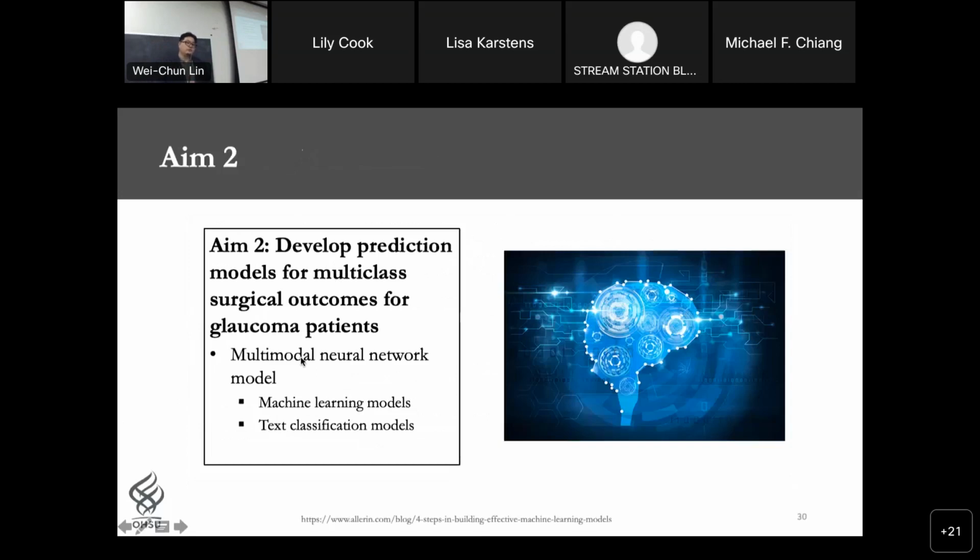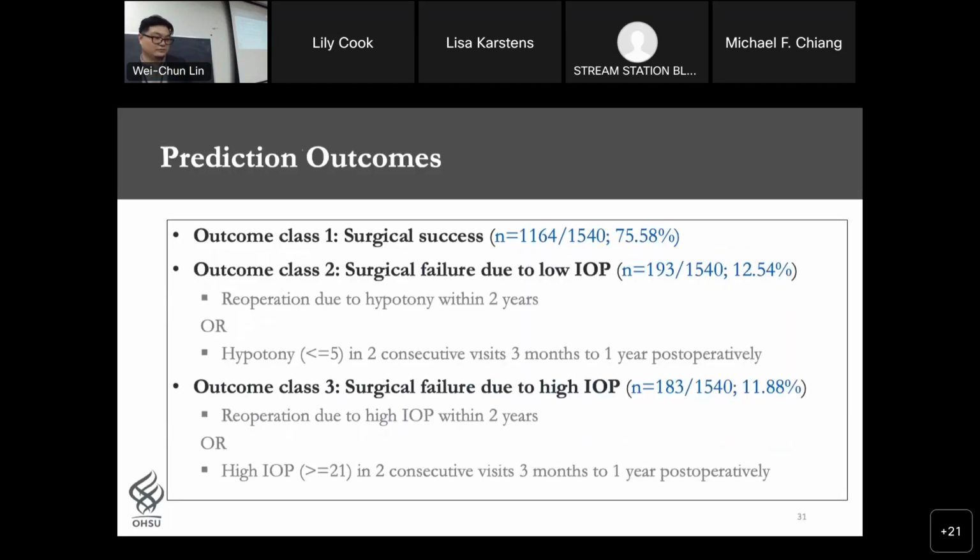In the end, to address the challenges and the knowledge gap in predicting glaucoma surgical outcomes, I developed several machine learning and deep learning models using both structured and unstructured EHR data to predict glaucoma patients at higher risk of surgical failure after 30 days of primary treatment.